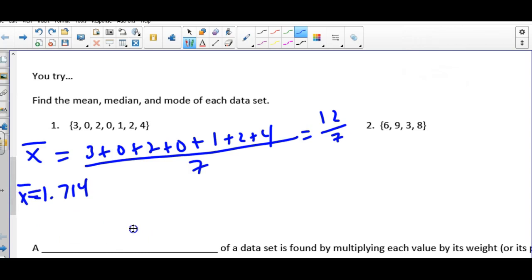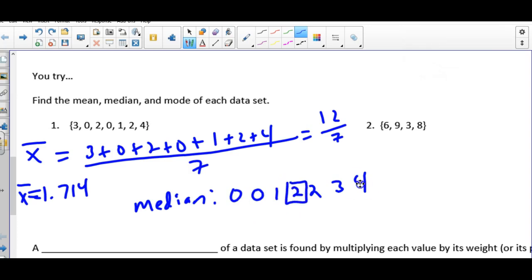Now, the next thing we have to find is the median. To find the median, you have to put all this in order: 0, 0, 1, 2, 2, 3, and 4. Now, what's the middle? We have 7 items. 1, 2, 3, 4. There's your median right there, because it's 3 from both sides. Then we have to find the mode.